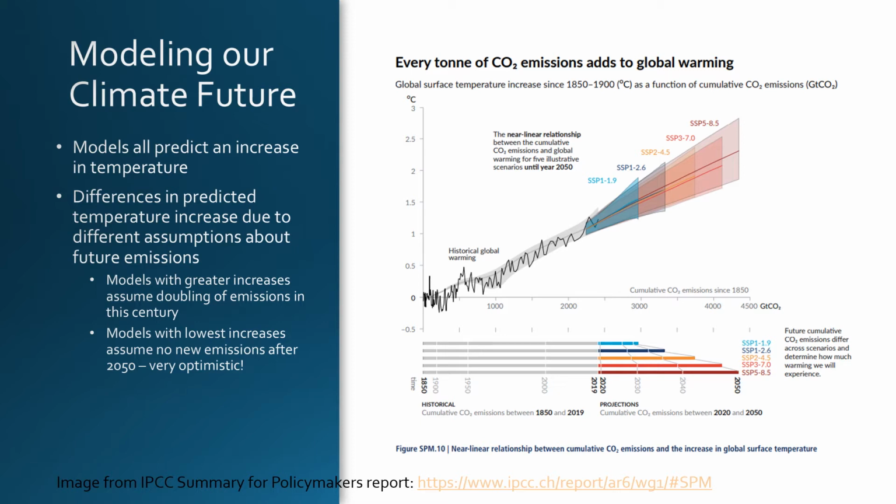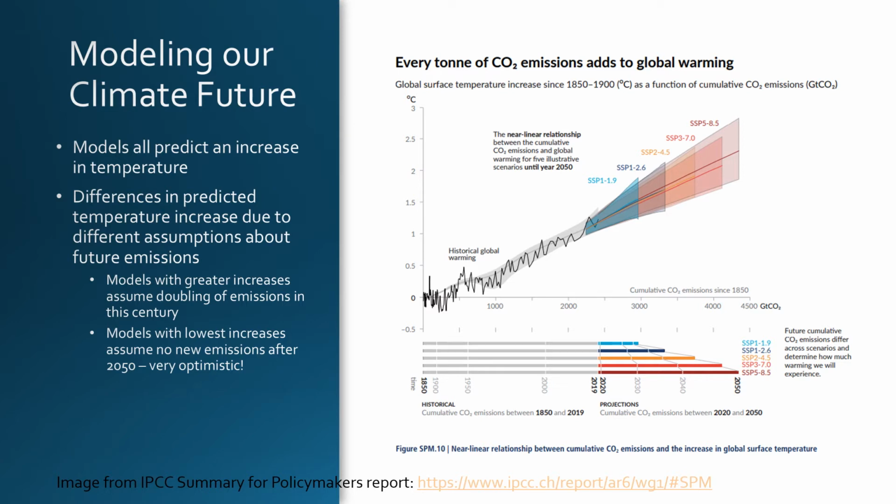So the main difference between these different models is the amount of CO2 emissions that are going into the atmosphere. Rather, these models are assuming how much CO2 is going to go into the atmosphere. Some of these models are very optimistic, and they're assuming that humanity is going to get our act together and decrease emissions, and other models are less optimistic.